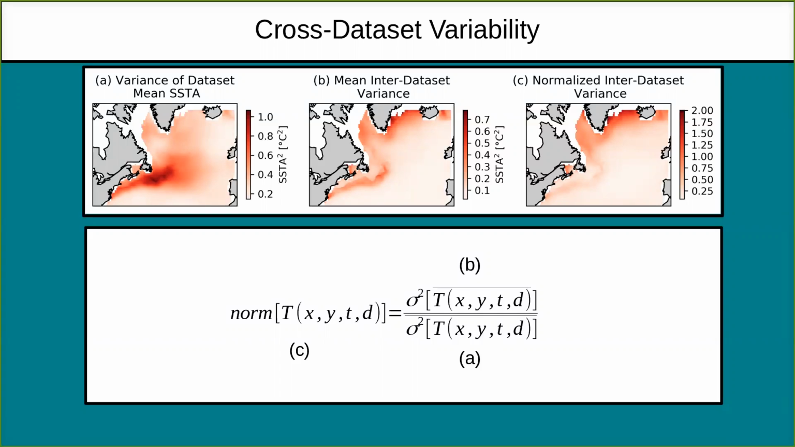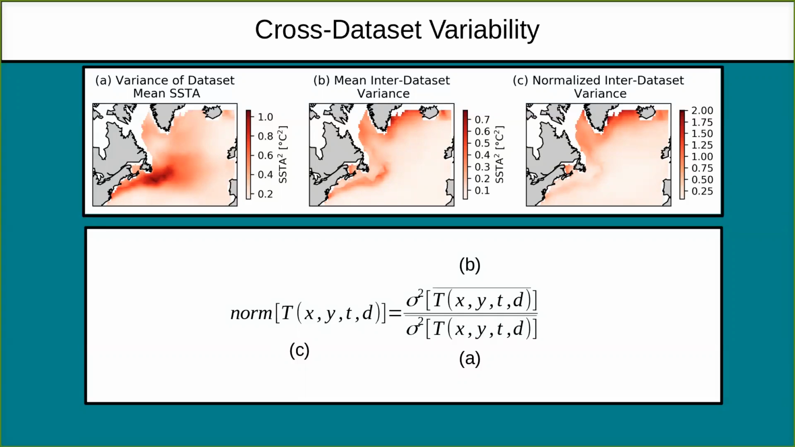The normalized interdataset variability shows the disagreement between datasets in many areas of the Northwest Atlantic, including the Gulf of St. Lawrence, Labrador Sea, Denmark Strait, and Norwegian Sea. Differences between sea surface temperature datasets have been noted in the past due to things like data scarcity, differences in interpolation method, and corrections to the source data.